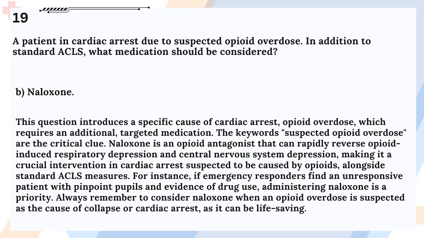The keywords suspected opioid overdose are the critical clue. Naloxone is an opioid antagonist that can rapidly reverse opioid-induced respiratory depression and central nervous system depression, making it a crucial intervention in cardiac arrest suspected to be caused by opioids, alongside standard ACLS measures. For instance, if emergency responders find an unresponsive patient with pinpoint pupils and evidence of drug use, administering naloxone is a priority. Always remember to consider naloxone when an opioid overdose is suspected as the cause of collapse or cardiac arrest, as it can be life-saving.